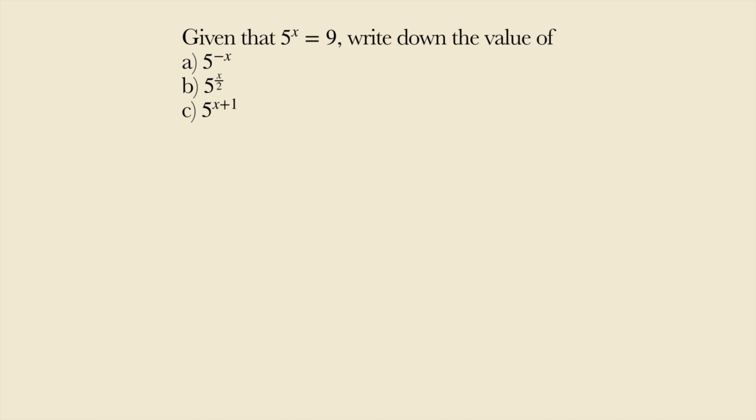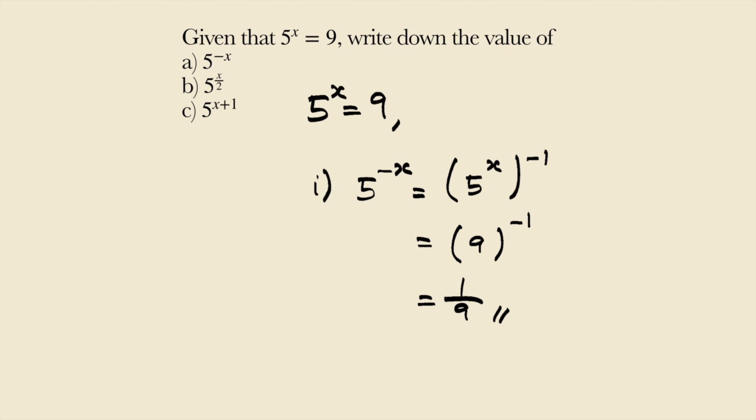Now, this question looks a bit unfamiliar, but it's okay. I'll guide you through this. Now, 5 to the power negative x. Well, we can write it as 5 to the power x and write the negative 1 outside. Now, what's the point of doing this? So that I can substitute 5 power x equals 9 right here. And what's 9 to the power of negative 1?